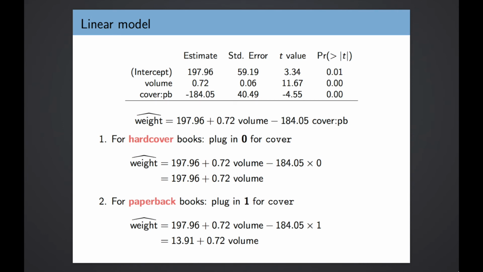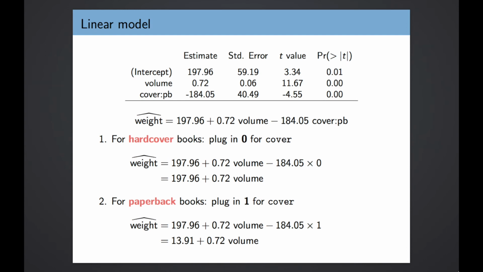So remember that our regression output gives us information for the equation of the regression line and gives us a way of predicting particular values of the dependent variable. So the estimated value of weight is equal to the intercept, 197.96, plus 0.72 times the volume of the book, minus 184.05 times the type of cover that the book has. So let's talk about, for different values of cover, what this equation looks like.